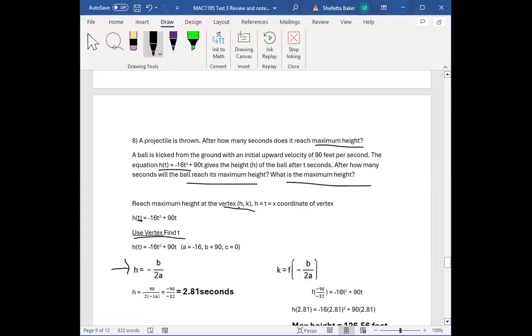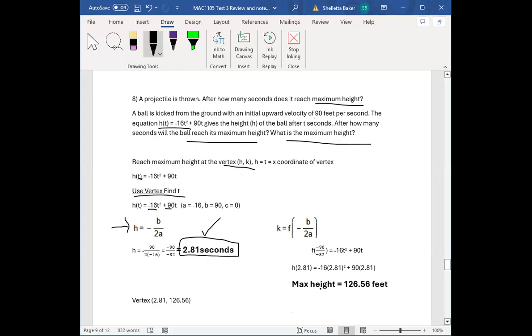To find that x coordinate of the vertex, we substitute -b over 2a. In our given function, our a term is -16, our b term is 90. We substitute those values here. We get -90 over -32. That's 2 times a, or 2 times -16 in the denominator. This simplifies to give us a time of 2.81 seconds. So for part 1, at what time will the ball reach its maximum height? It'll be 2.81 seconds.